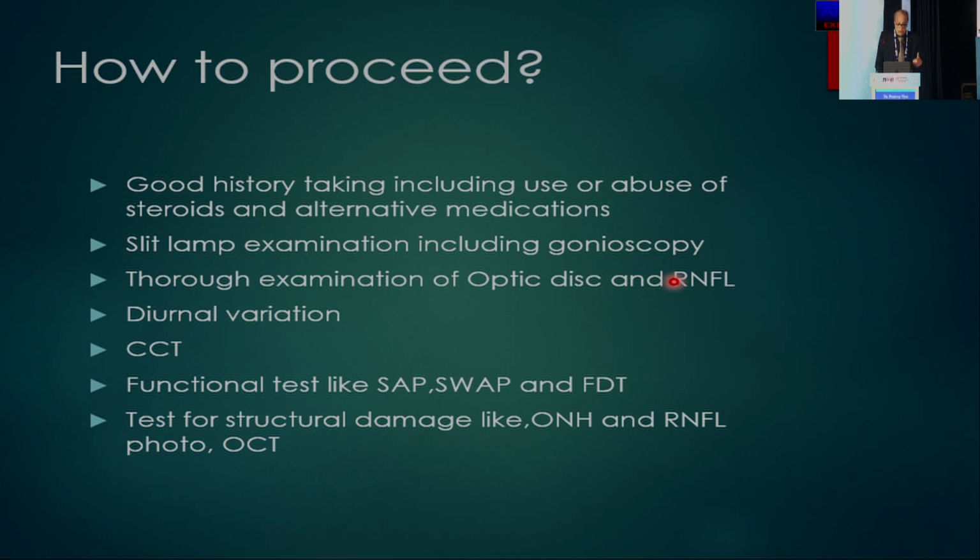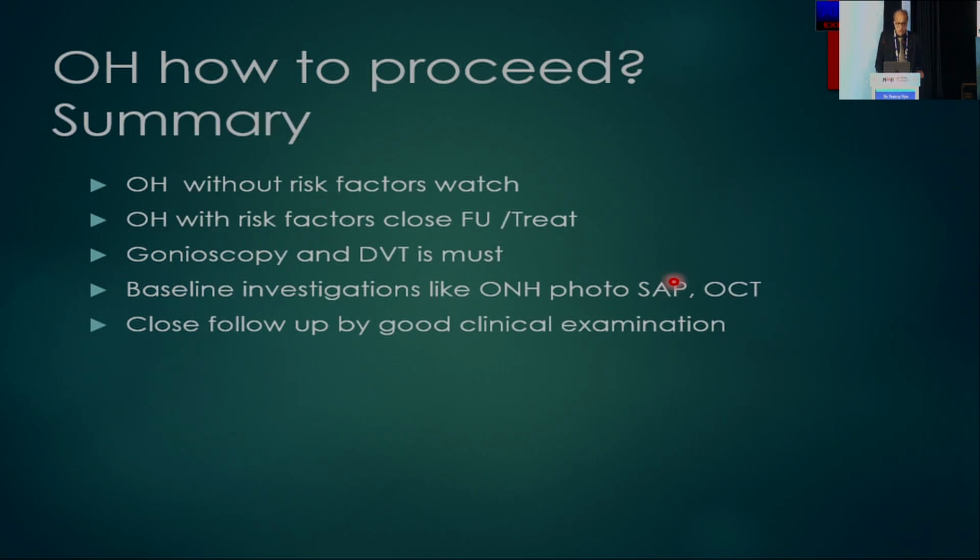Obviously, good history taking, including the use and abuse of steroids, is very important. Detailed slit lamp examination, including gonioscopy, is very important. Thorough examination of the optic disc and RNFL. Diurnal variation is important because we must know the peak and the trough. It is quite possible that the maximum IOP in office hours is a trough IOP for that particular patient. CCT, yes, we know that it is an important risk factor if the cornea is thinner. And we have to do baseline functional tests like standard automated perimetry and OCT.